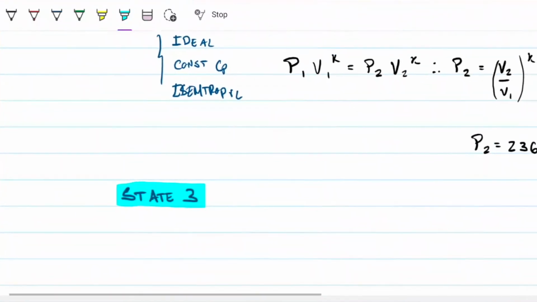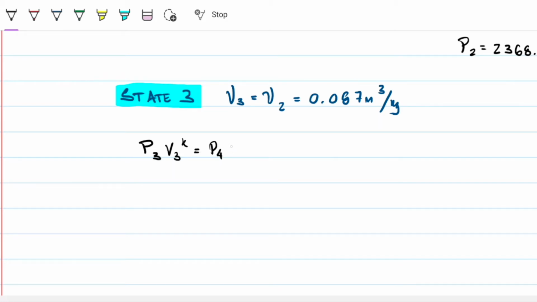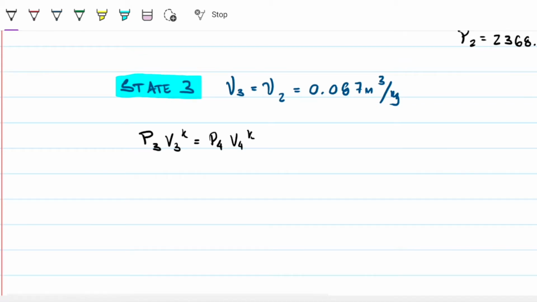Okay, so let's go back to state 3. We know that V3 equals V2, which we already figured is 0.087. So that's done. We also know that P3 V3 to the K has to be equal to P4 V4 to the K. We can use that to our advantage. If I want to find P3, all we need to do is V4 over V3 to the K, times P4. And actually, we do know P4, because it's the same pressure as P1. That's a given from the start.